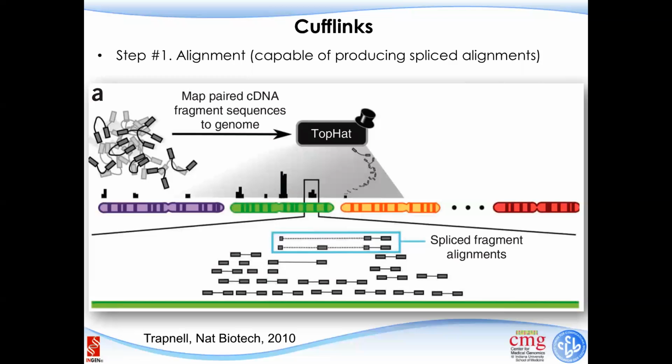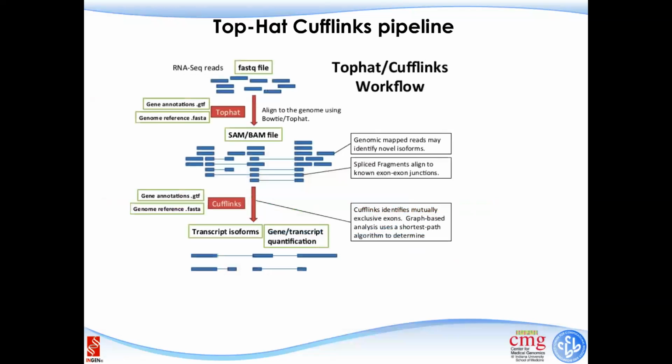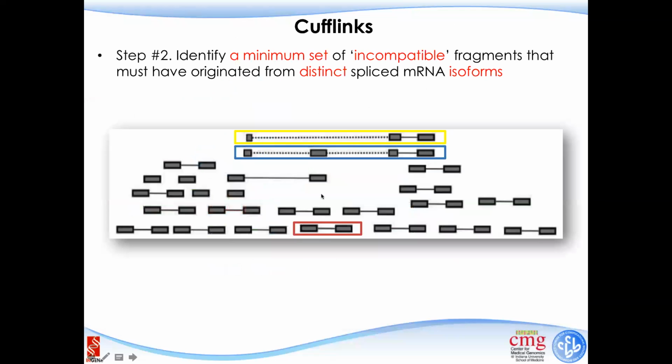So the first step is, from the TopHat data, we select, and the Cufflinks pipeline only uses, the paired-end reads that are mapped with spliced fragment alignments, mapped to splicing junctions, because this information can be informative for alternative splicing. The workflow continues from the FASTQ file to the BAM file to the metric file, and we select the paired-end reads with the alternative splicing junction information and do the downstream quantification.